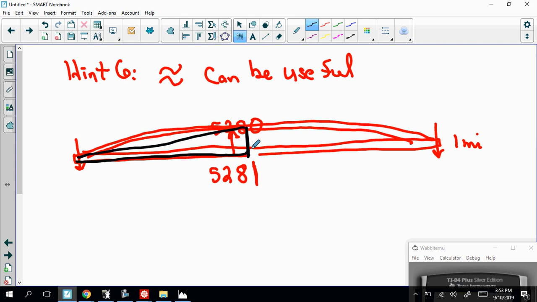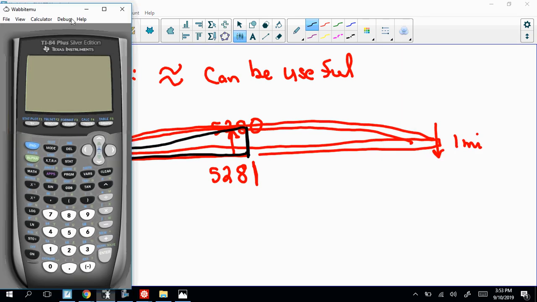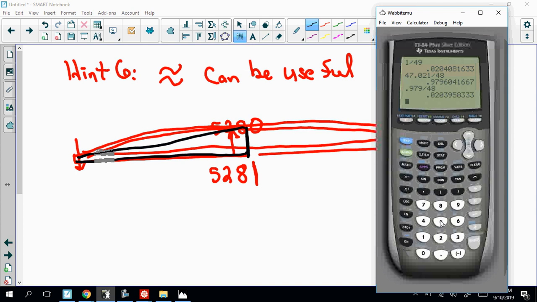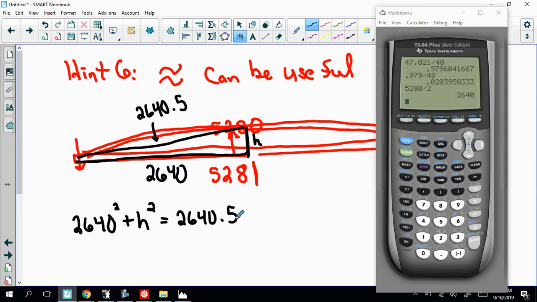and you do halvesies. So you know this is 5280 divided by 2. So you know the bottom one is 2640. So this must be 2640.5. And this is the mystery height. It is off the track. So I would go side squared plus h squared equals 2640.5 squared.